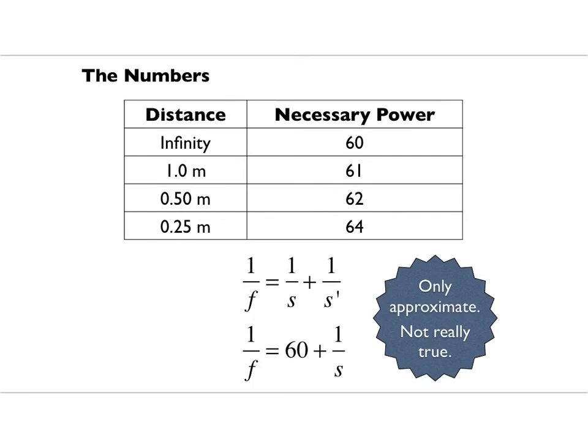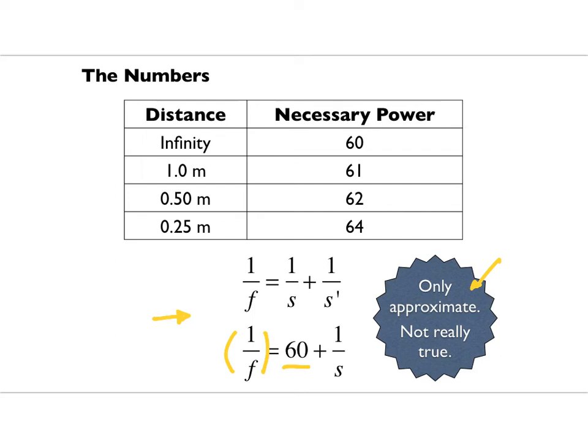Now let's look at some numbers. If I take this basic relationship right here, and I say 1 over f is equal to 60 plus 1 over s, 1 over f is the power of your visual system. We can compute what the power is to see at different distances. By the way, I'll mention the stuff I'm doing, this is an approximation.